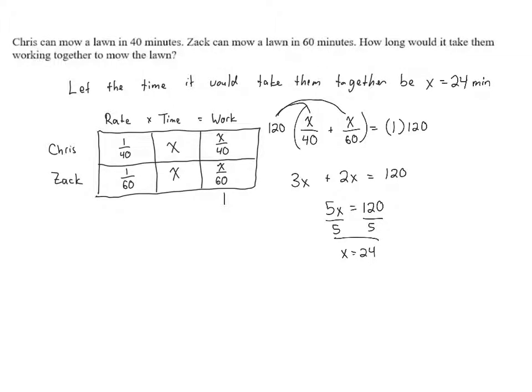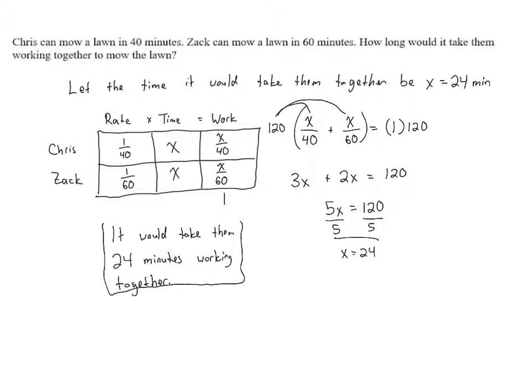So our conclusion is it would take them 24 minutes working together, which is a reasonable answer. We know that Chris can do it in 40 minutes working alone, but he has Zach helping, so it should take less than 40 minutes. So our answer of 24 minutes ends up being reasonable.